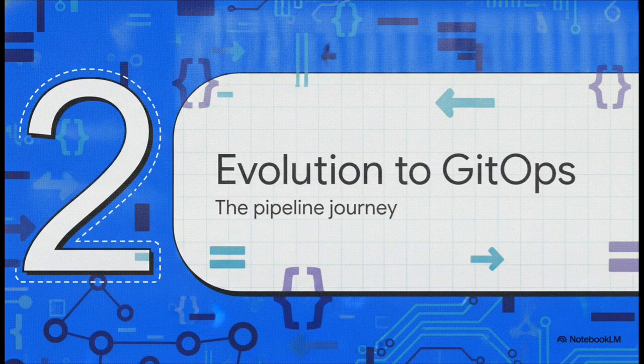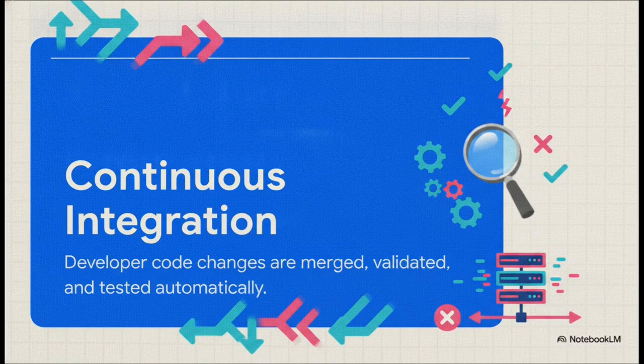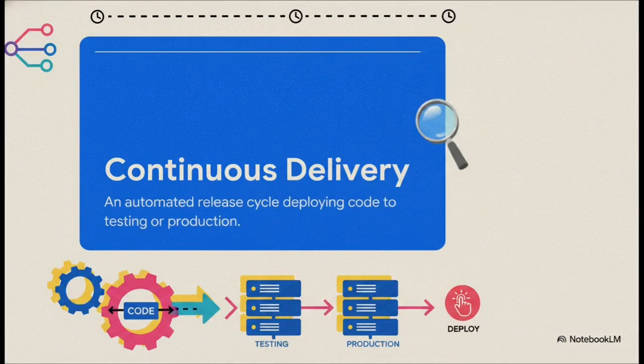Moving on to Section 2, the evolution to GitOps. To really grasp GitOps, we need a quick refresher on standard pipeline evolution. First up is continuous integration, or CI. This is the starting line. When a developer finishes a feature, they merge their code into the main branch. The system kicks in, creates a build, runs the tests, and basically makes sure the new code hasn't blown anything up. Next, we have continuous delivery.